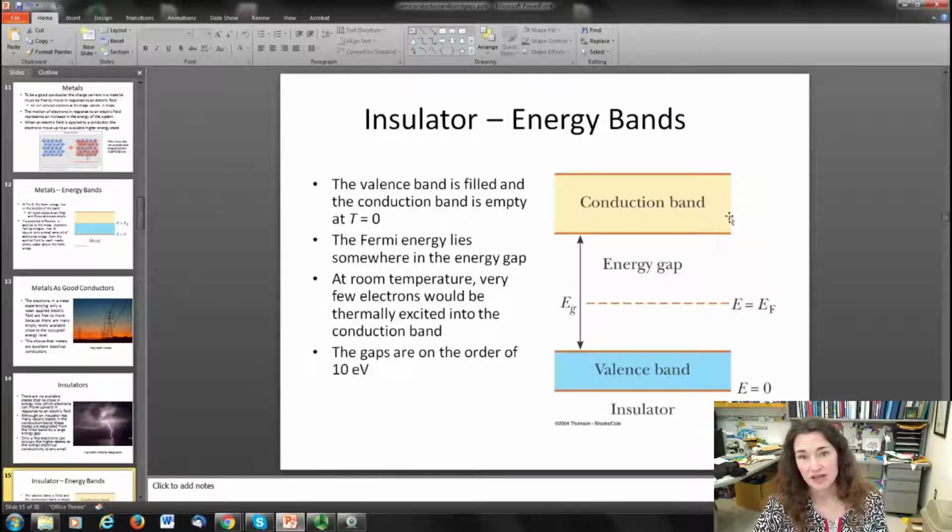So here is a schematic of that where your conduction band and your valence band are separated by a very large energy gap. And the Fermi energy would actually lie somewhere within the gap. And at room temperature, very few electrons would be thermally excited into the conduction band. The gaps there are on the order of 10 eV, like I said.